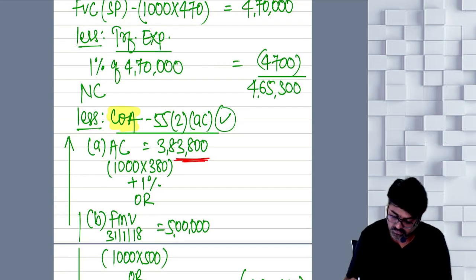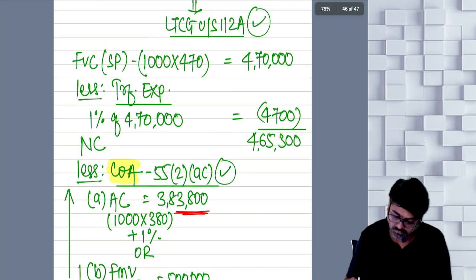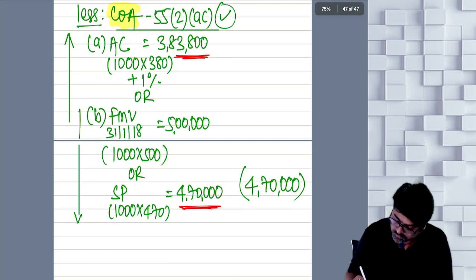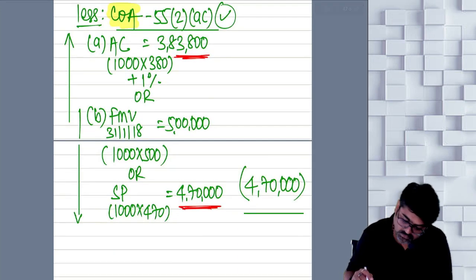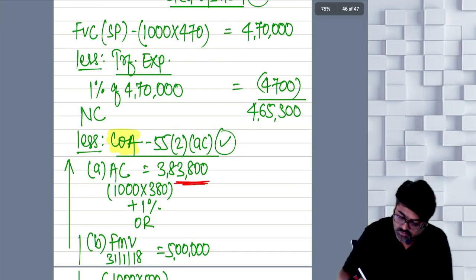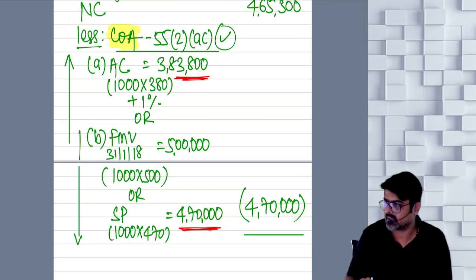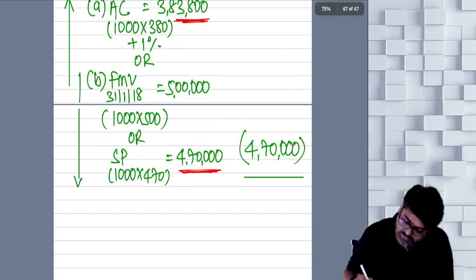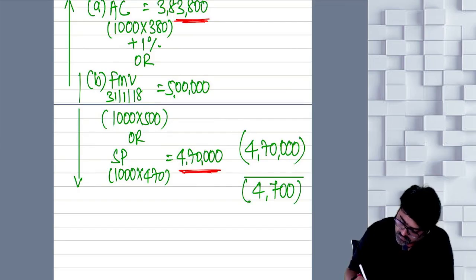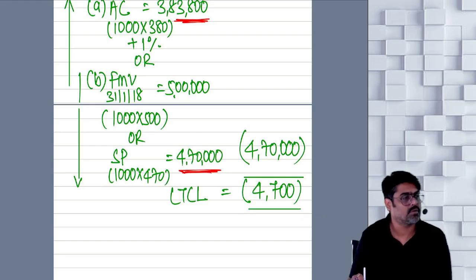Positive or negative? Negative. How come negative? Because the selling price is okay, the transfer expense is okay, and now the cost we have determined is 4,70,000. Yes, perfect. So the result is negative 4,070. This is a long-term capital loss.